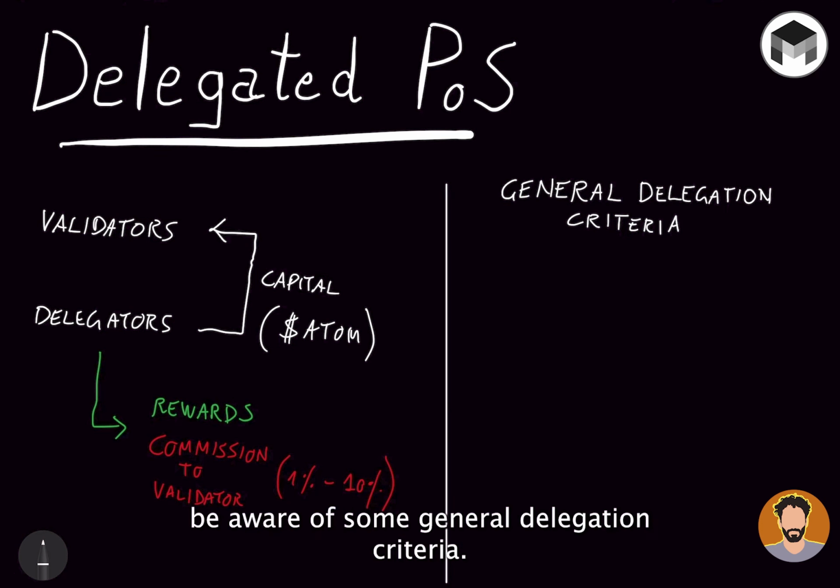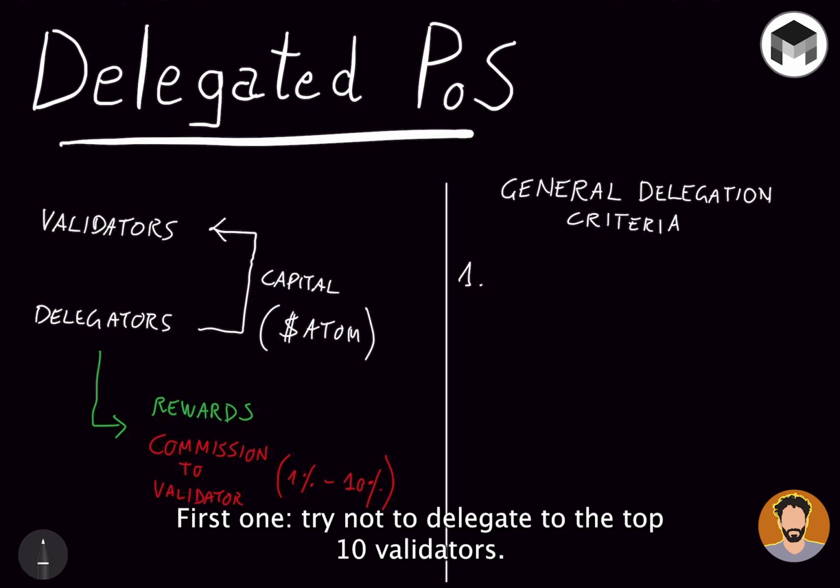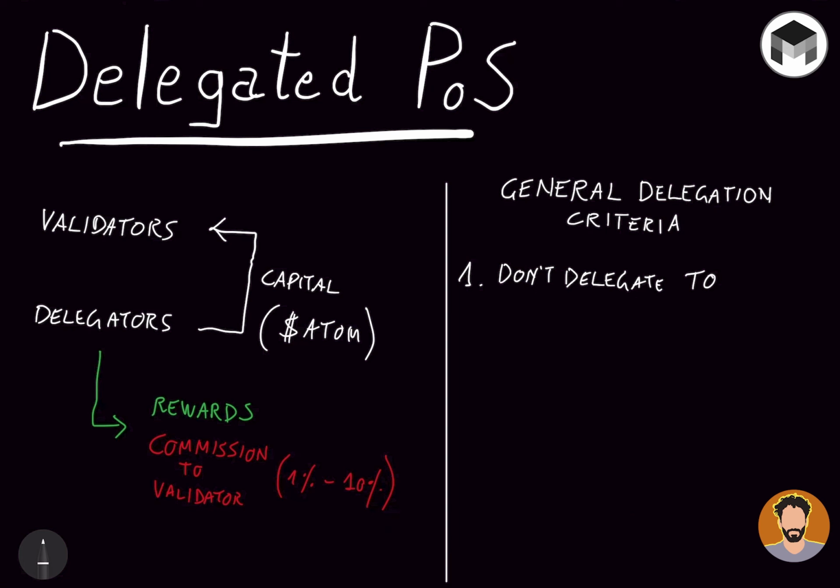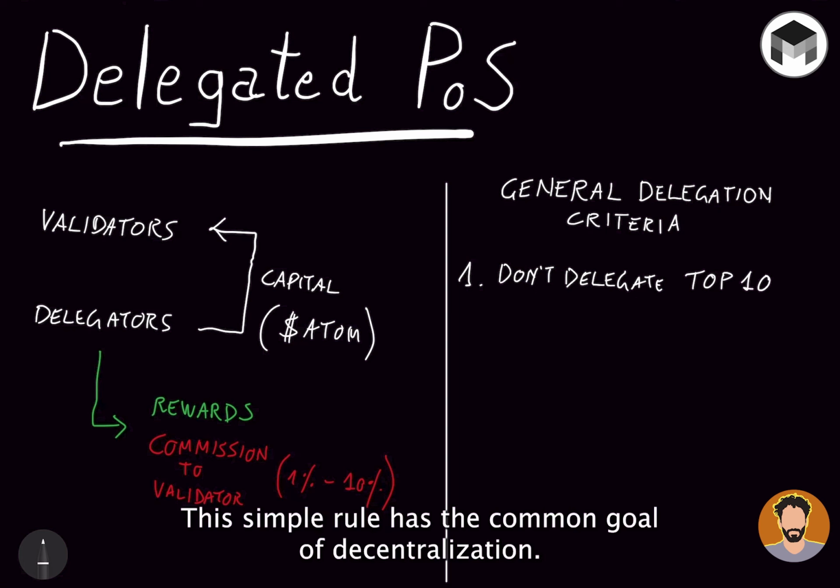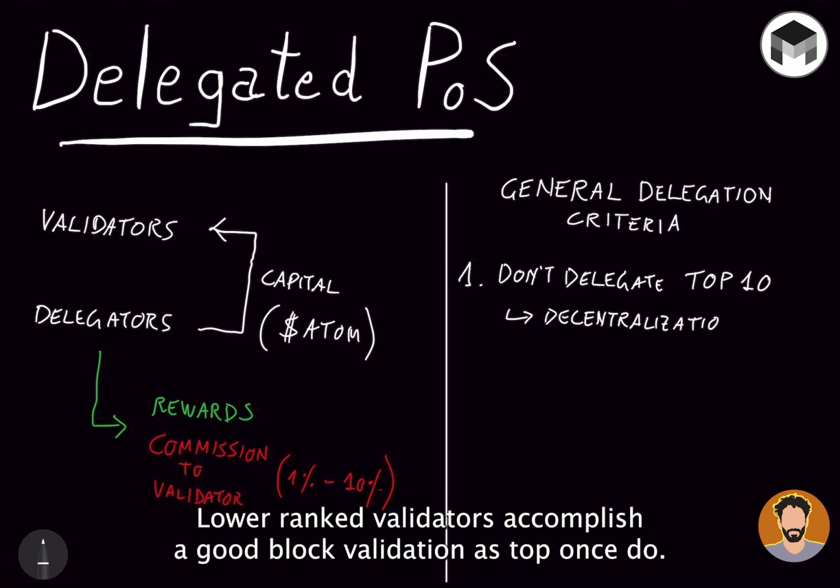When delegating, be aware of some general delegation criteria. First one, try not to delegate to top 10 validators. This simple rule helps the common goal of decentralization. Lower ranked validators accomplish a good block validation as top ones do.